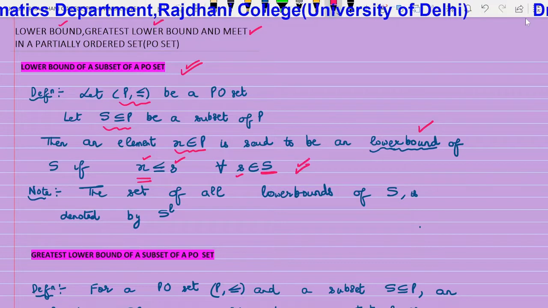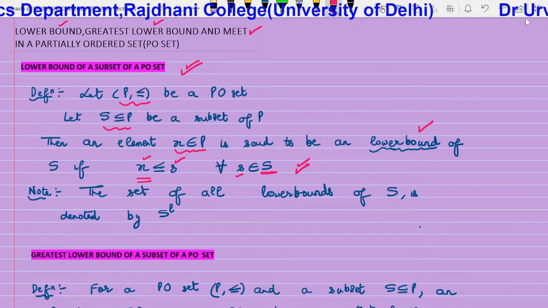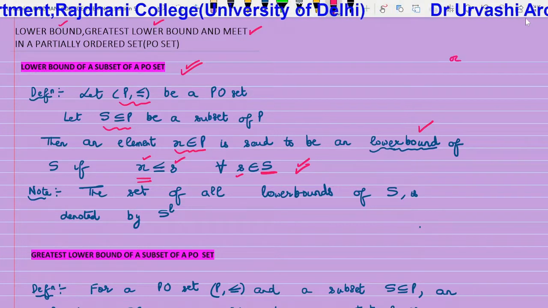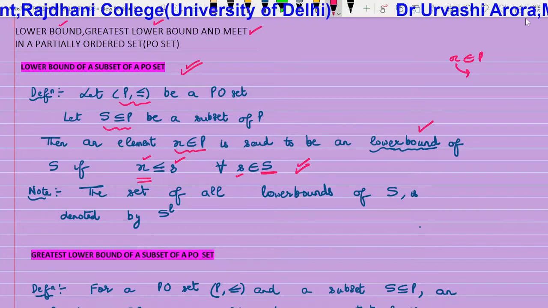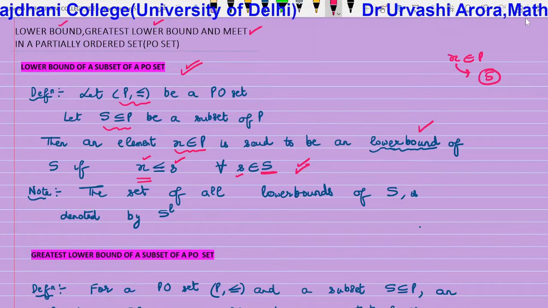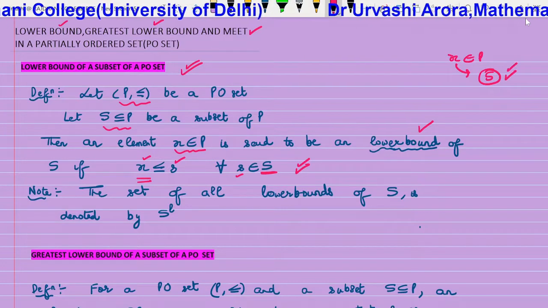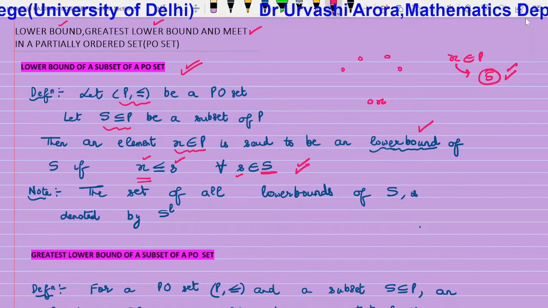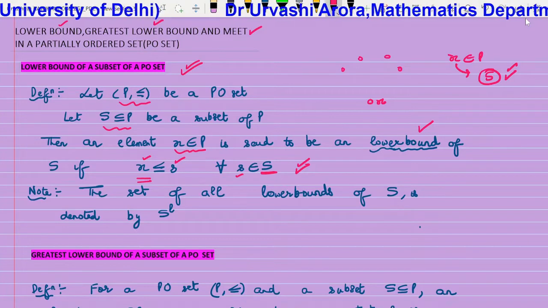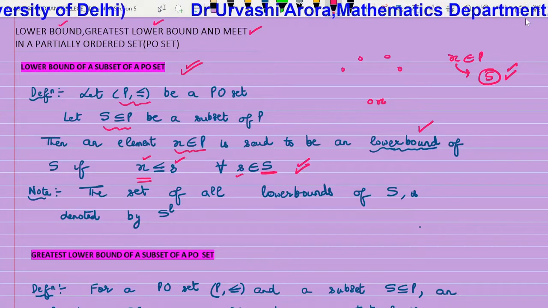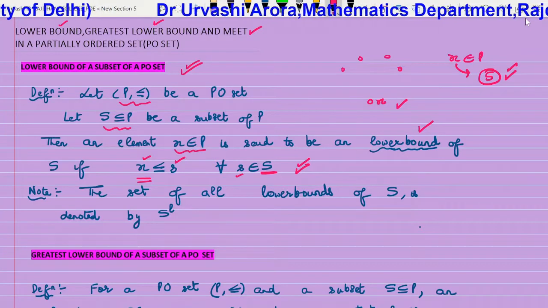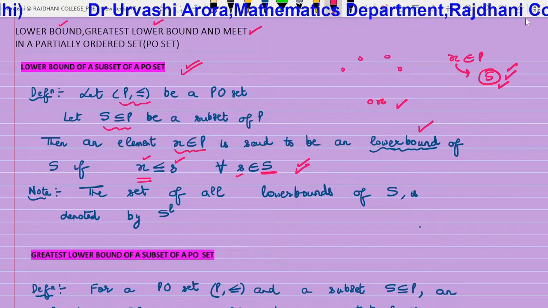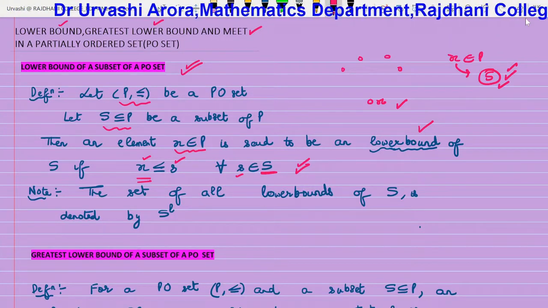So if we try to analyze this mathematical statement diagrammatically, that is, if we see the Hasse diagram, if X belonging to P is a lower bound of the set S, this means that X would be at a level lower than every element of S, which means that X will be here and all the elements of the set S will be at a level above X. So this is what will happen in the Hasse diagram, just because X is a lower bound and it is lesser than every element of the set S, so every element will be at a level upper than X and X will be below every element of S.